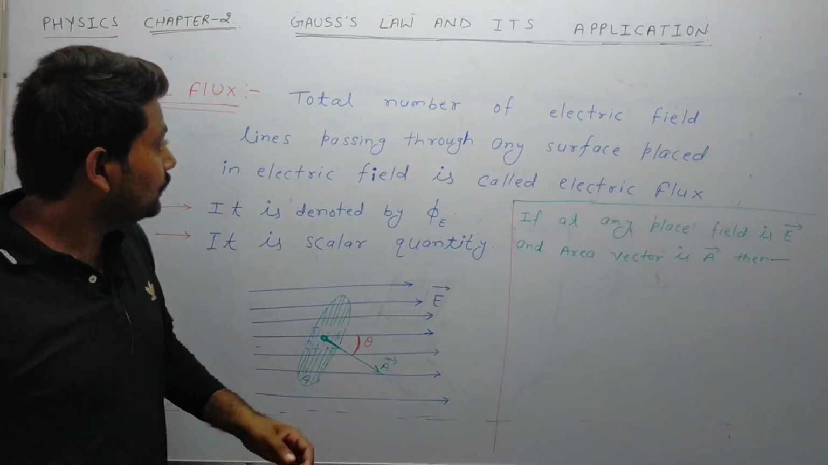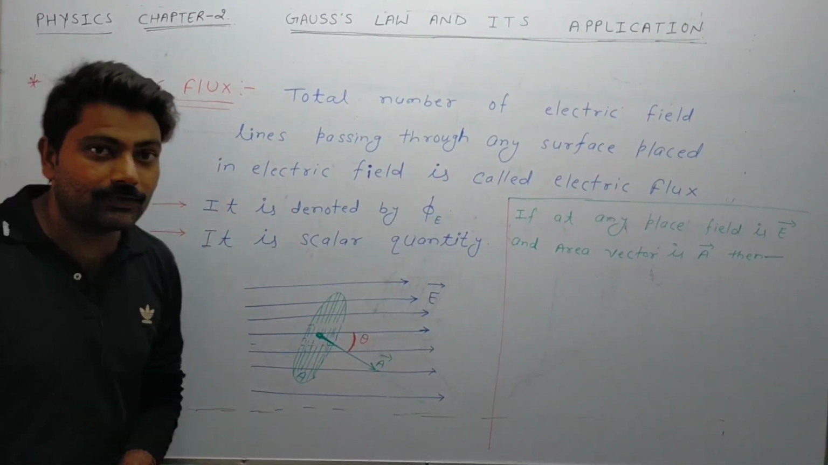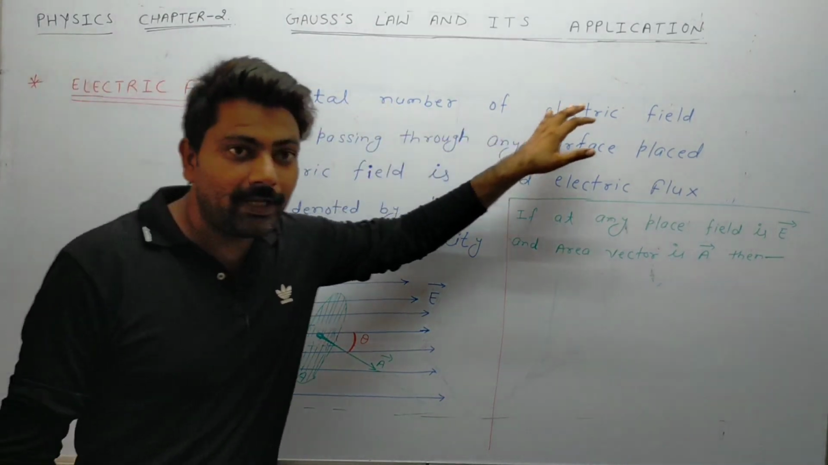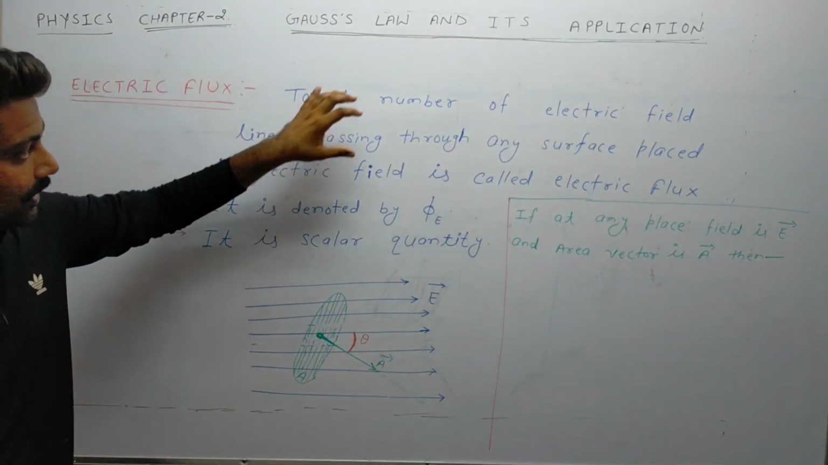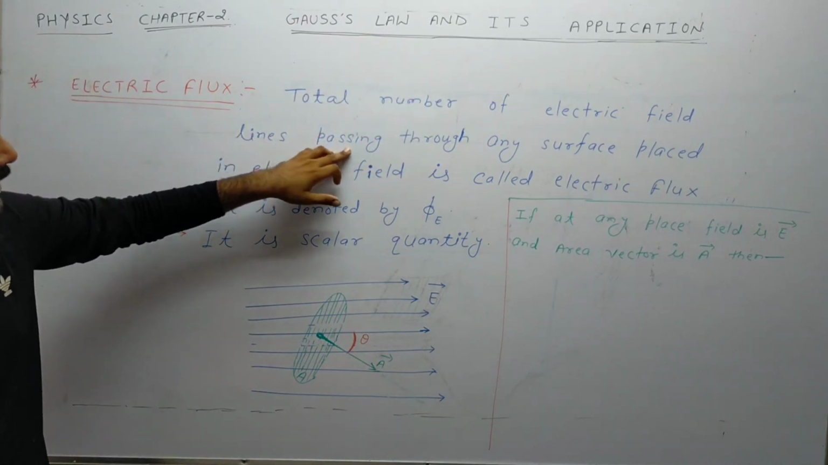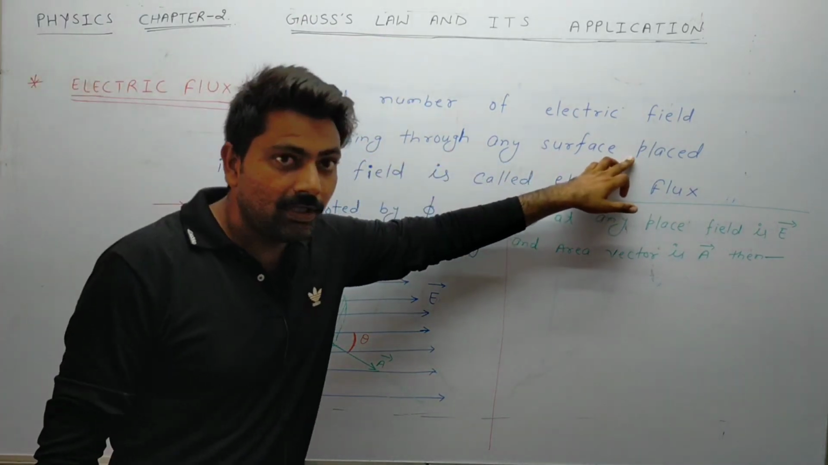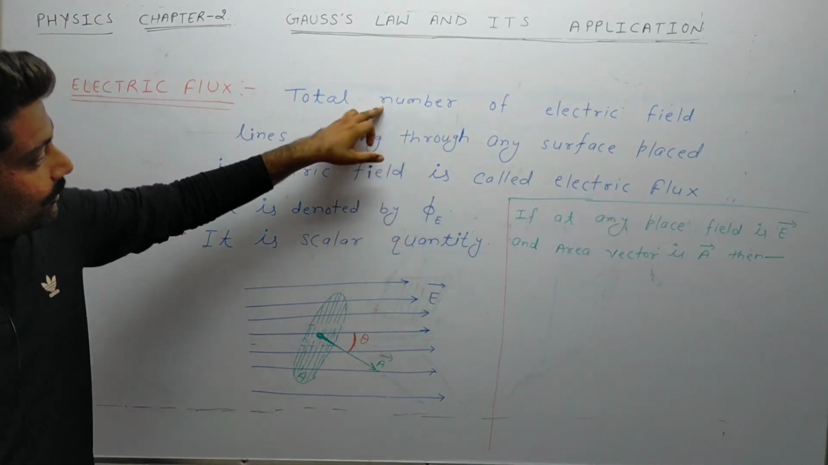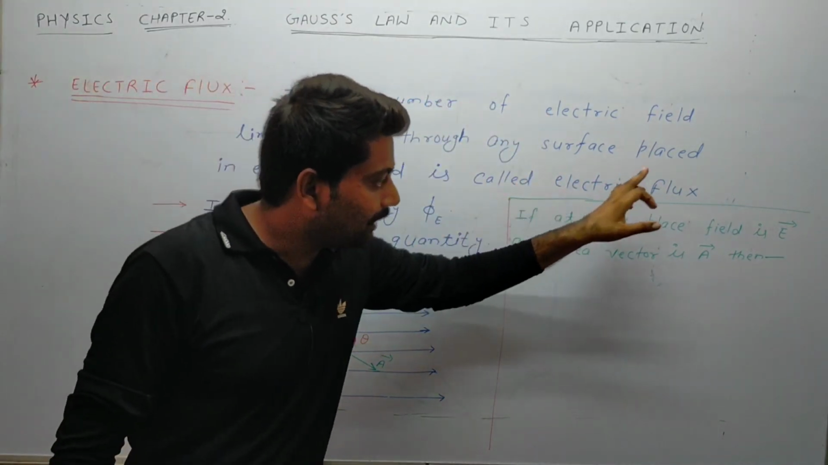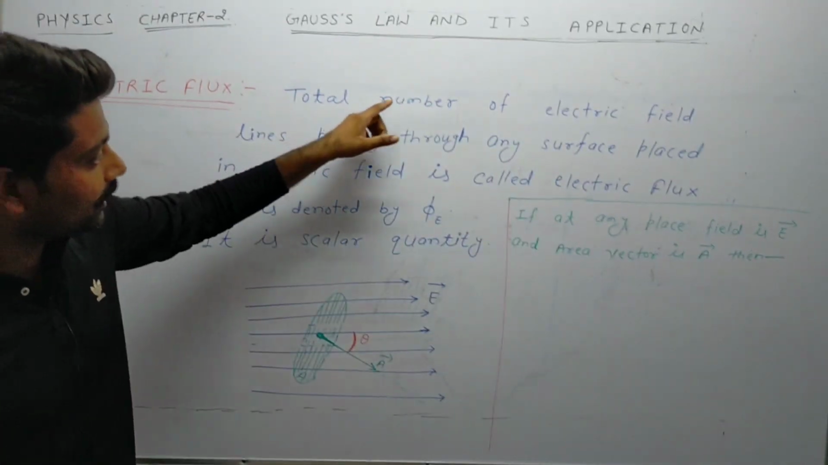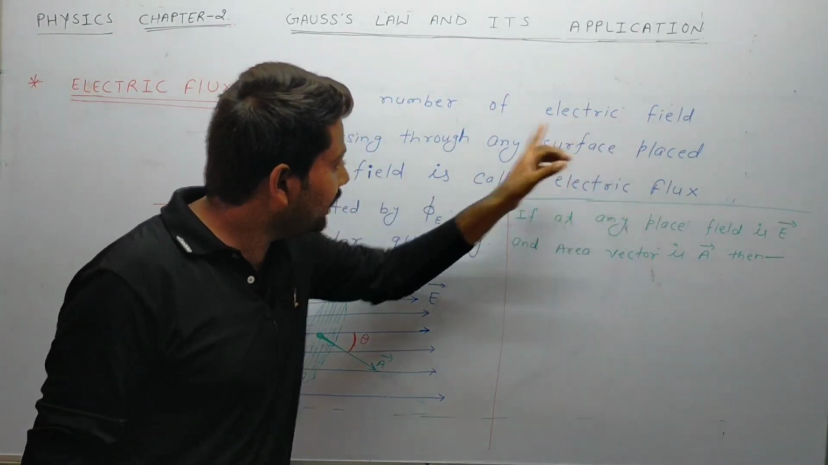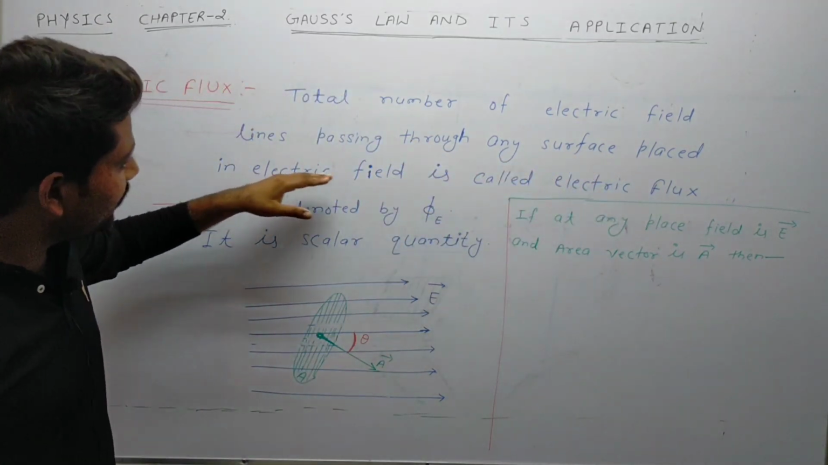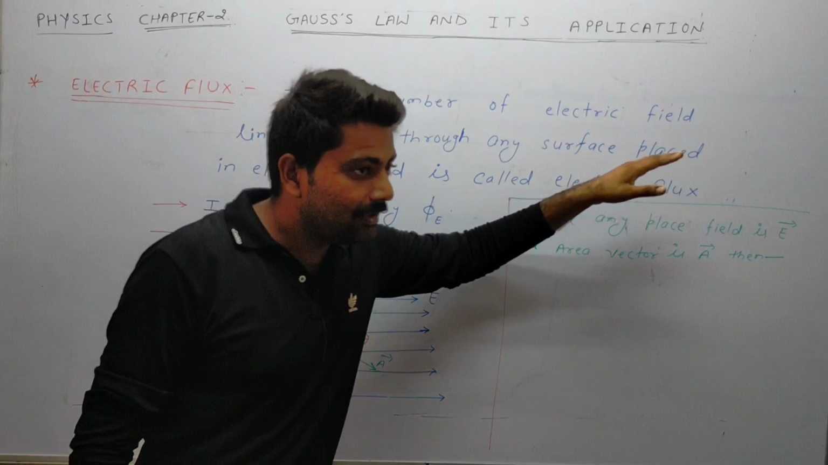Okay, students. Now the topic is electric flux. What is electric flux? Look at the definition. The total number of electric field lines passing through any surface placed in an electric field is called electric flux. I repeat, the total number of electric field lines passing through any surface placed in the electric field is called electric flux.